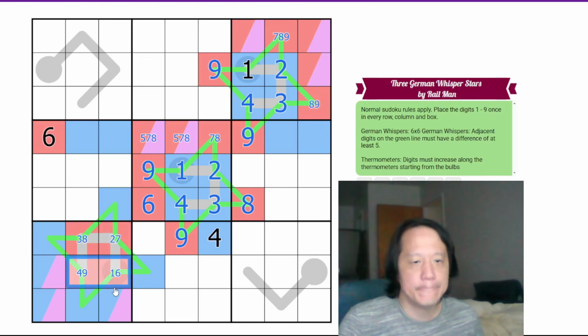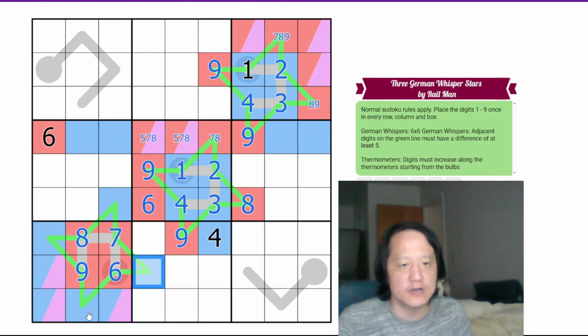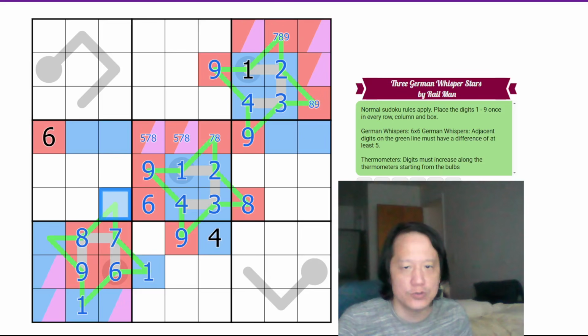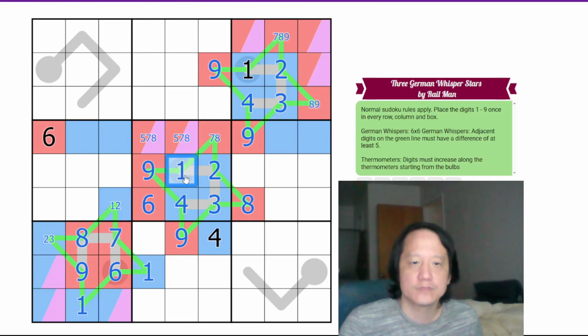And this has to be 9, 8, 7, 6. And 6 can only be next to 1 on the Whisper 5 lines. 7 can be next to 1 or 2. 8 can be next to 1 through 3, but this can't be 1 because of 1 in the box, so that's 2 or 3 there. Okay. This cannot be 2 or 3, it's 1 or 4 there.